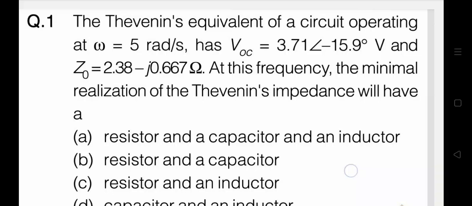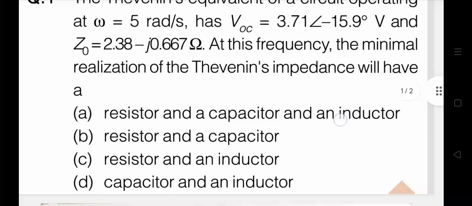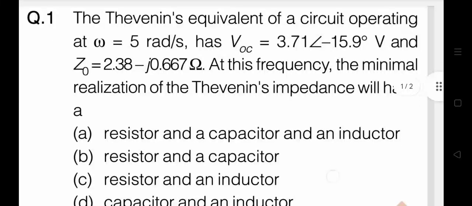The Thevenin's equivalent of a circuit operating at an angular frequency 5 radians per second is given as an open circuit voltage and an open circuit impedance. At this frequency, the minimal realization of the Thevenin's impedance will have, options are given, A, B, C, D. So from this question we have to understand first what is Thevenin's theorem.